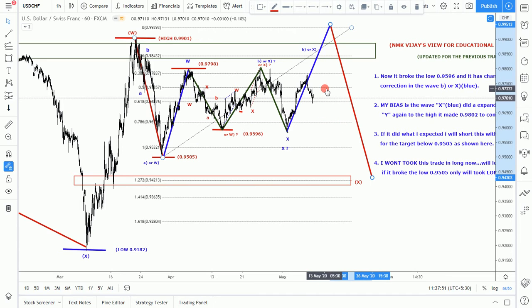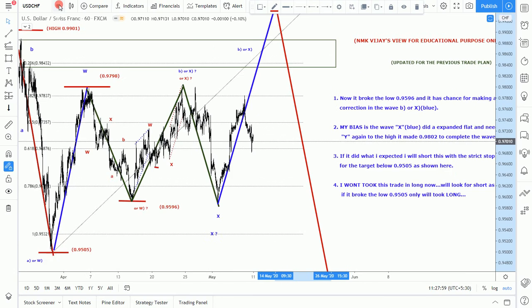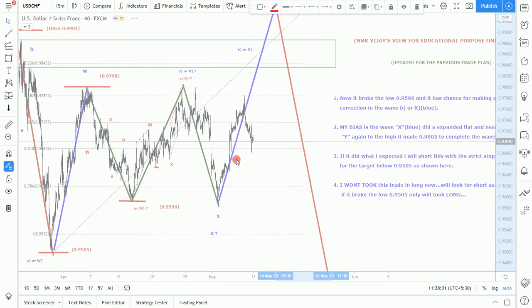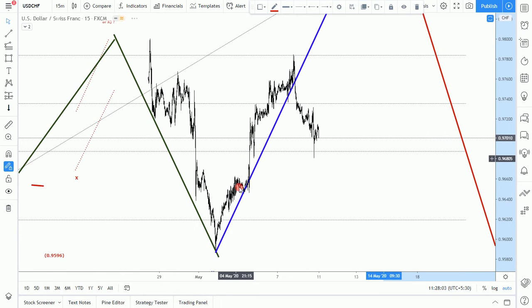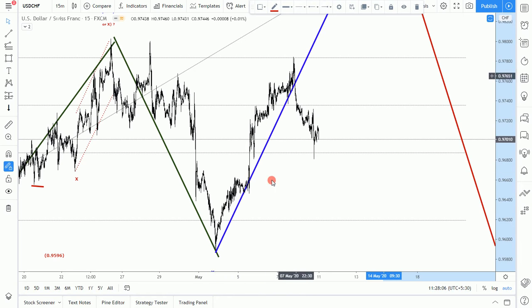So what kind of structure is it doing? Right now the ABC is over, or it looks like it, so I will switch to 15 minutes. It looks like a five-wave structure exactly. Here is a 1, 2, so 1 2 3 4 5, and this is 4 and 5. So let's see what happens next week.